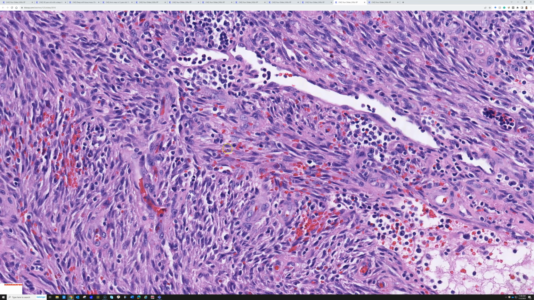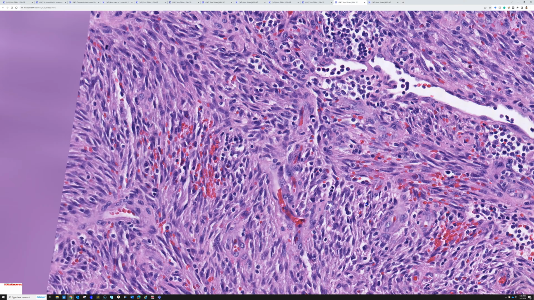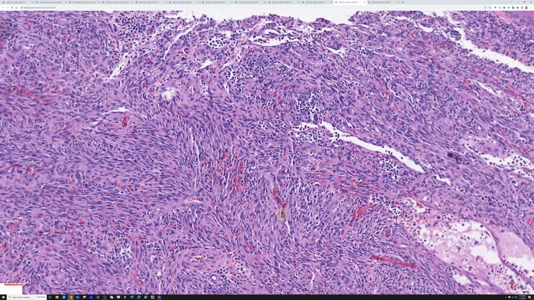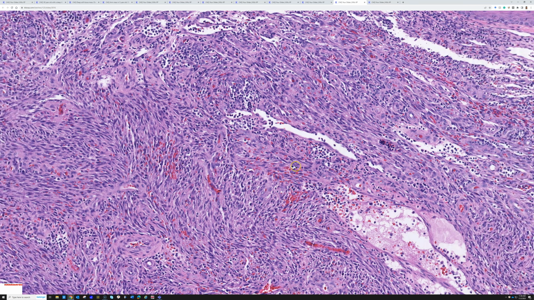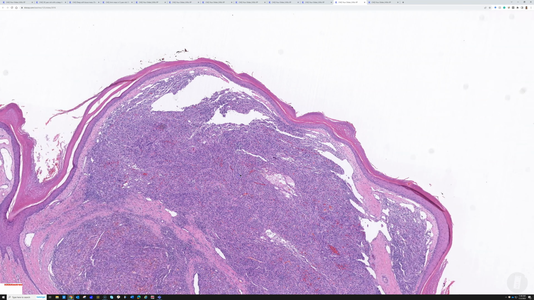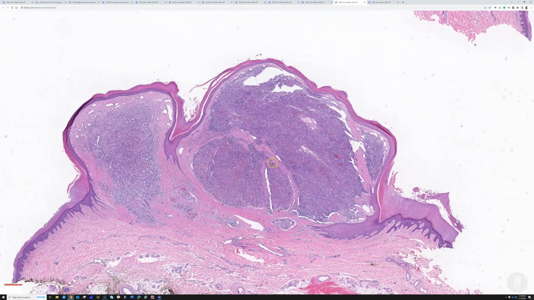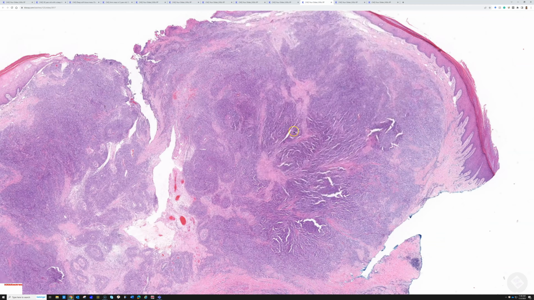Red blood cells. There are erythrocytes filling slit-like spaces between the spindled tumor cells. And once you see spindled cells in fascicles with extravasated erythrocytes, the first thing that probably comes to your mind is Kaposi sarcoma, because that's what this is. This is nodular stage or tumoral Kaposi sarcoma. And that's what this case is also.